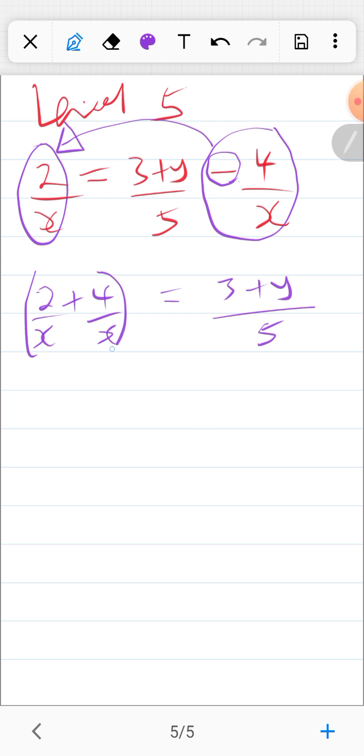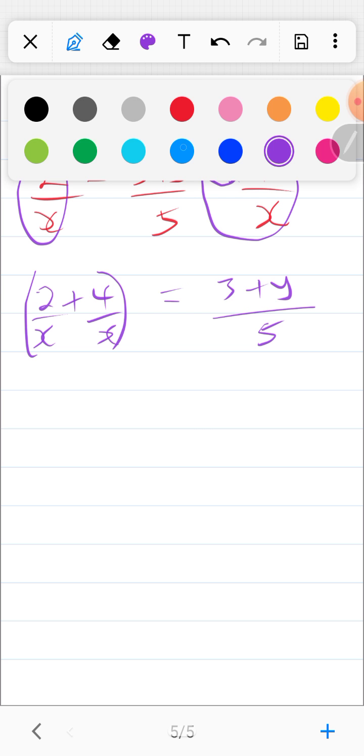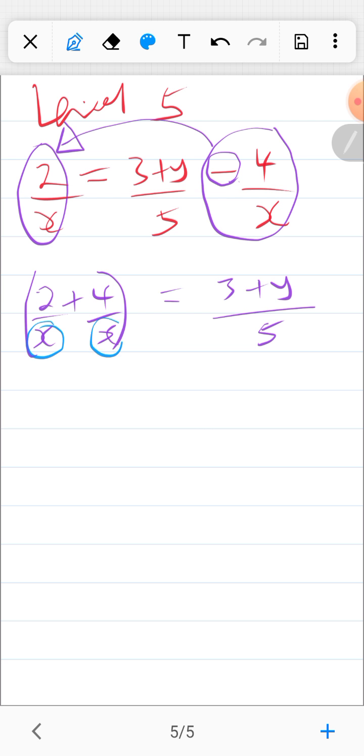This is just a normal fraction. It's just like a half plus a quarter. So I don't need to be scared of the x. It's actually not like a half and a quarter, because in this case the denominator is the same. If I was adding 2 out of 3 plus 1 out of 3, since the denominator is the same, my answer would just be 3 out of 3, right? So since I'm also adding this with the same denominator, my answer would just be 6 out of x equals 3 plus y out of 5.